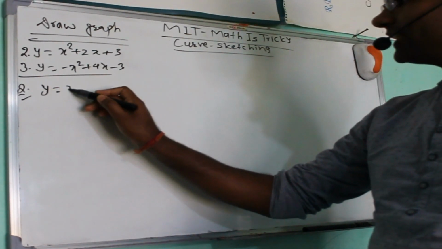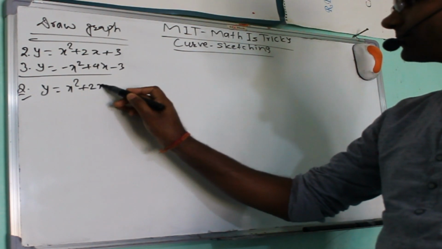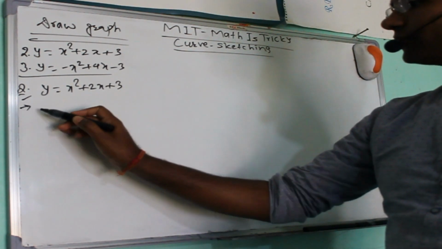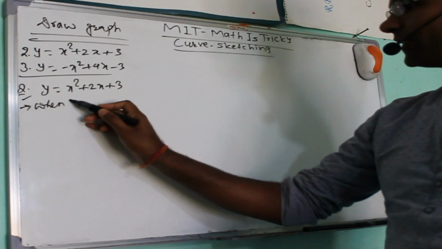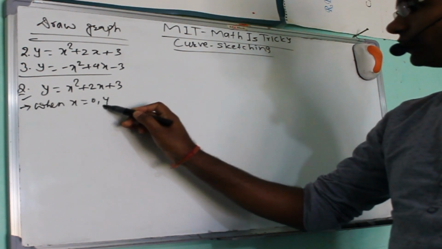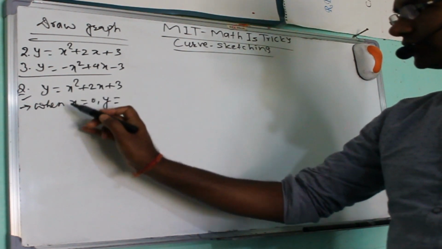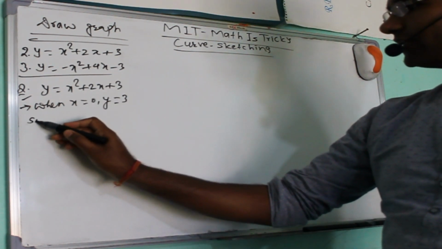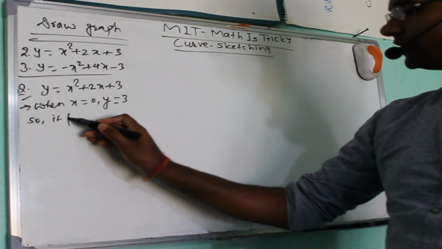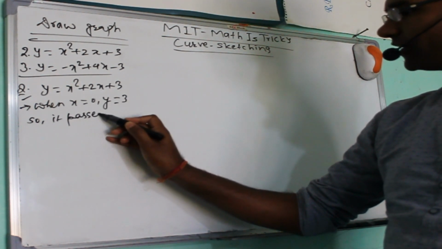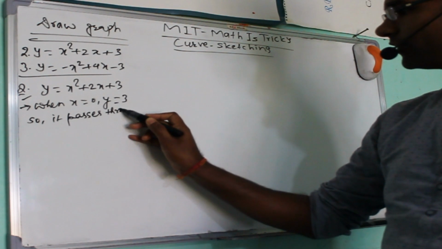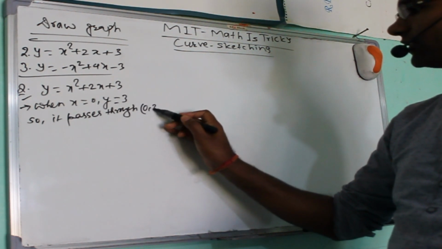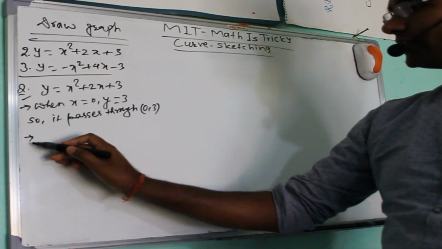Now move to number 2. y equals x squared plus 2x plus 3. So first step, when x equals 0, y equals how much? Put x equals 0, so it will be simply 3. So we can write here it passes through which point? (0, 3).